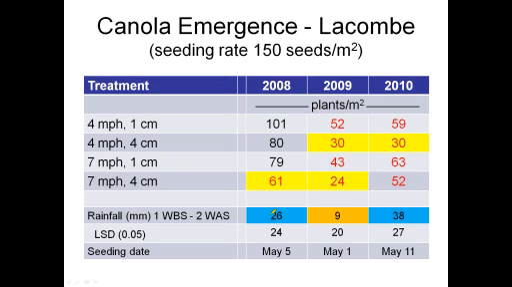I've also put some rainfall data in here. This is the 3 weeks surrounding seeding, so 1 week before seeding all the way to 2 weeks after. Anytime that was at least an inch or 25 millimeters, that's in blue. When it's less, it's in orange. So that gives you an idea of the rainfall conditions, which have such a big impact.